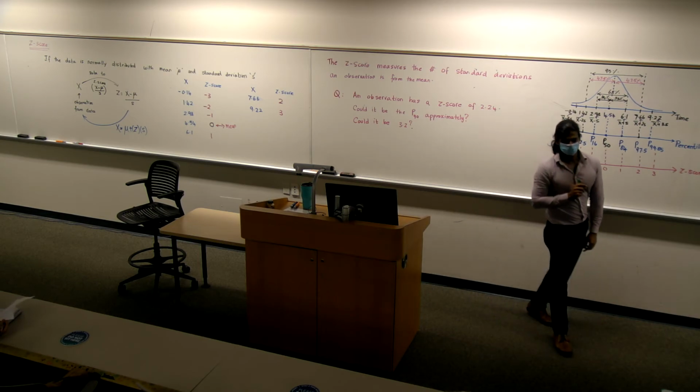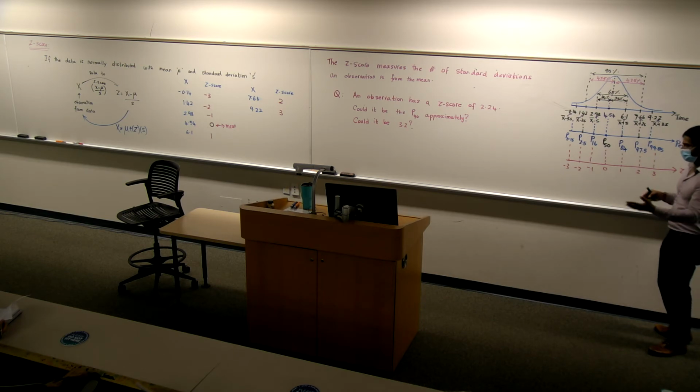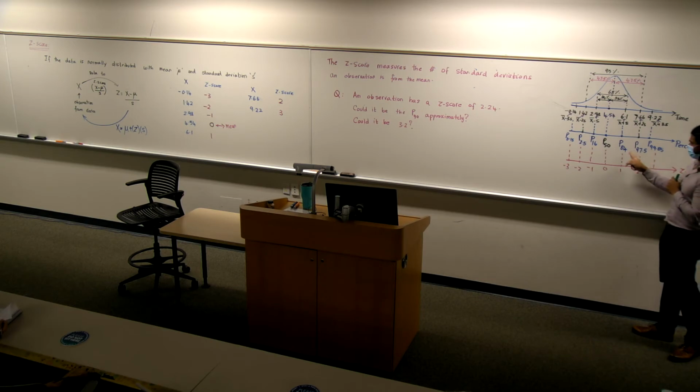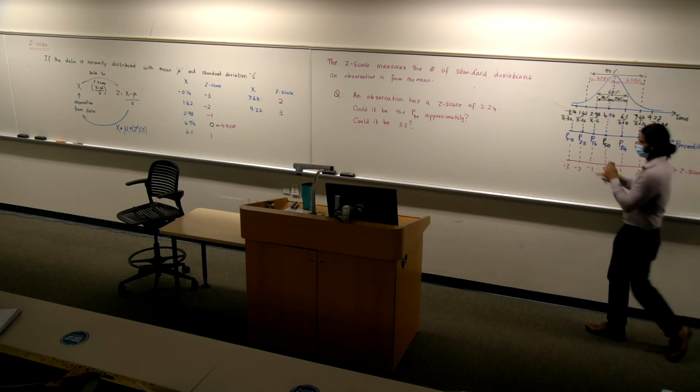Yes or no? Yes? No. 2.24. Why not? Because P90 falls between a z-score of 1 and 2. Oh, I see you're explaining it the other way around. So, what's your name? Ashley? Ashley said P90 has to lie between these two numbers, so the z-score has to be between 1 and 2. Or the other way of thinking would be, 2.24 is right here, so if you go up, it has to lie between P97.5 and P99.85. Agreed? Yes? So the answer there is no.